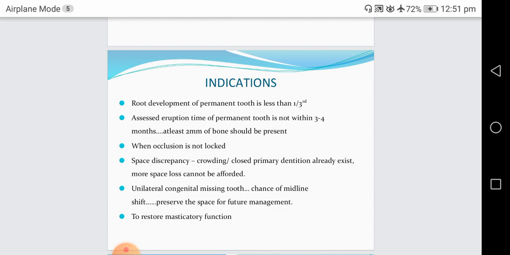Next is space discrepancy, that is crowding or closed primary dentition already exist.